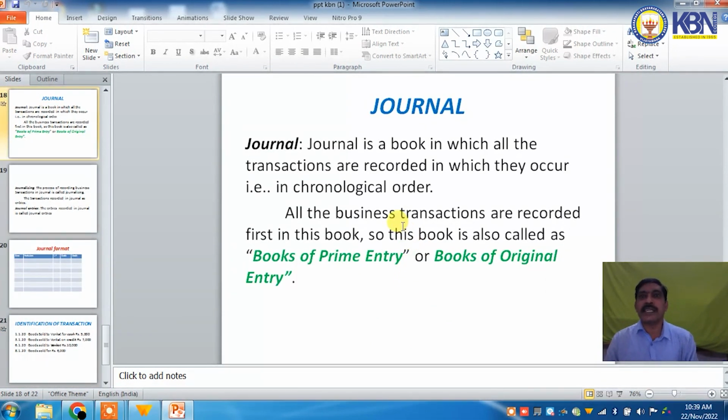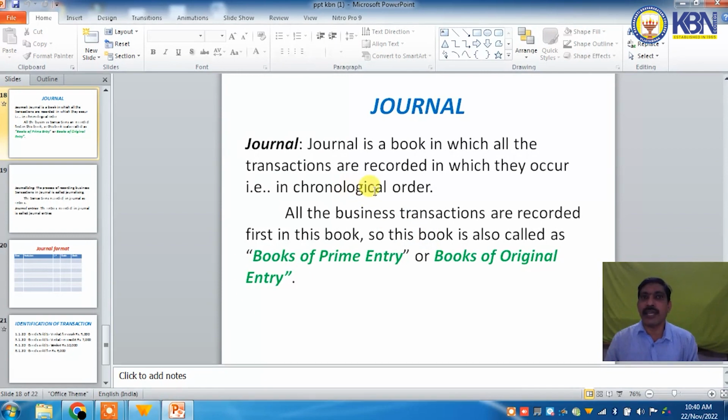All the business transactions are recorded in a separate set of books. But all these transactions are entered first in a book. That book is called journal. So journal is a book in which all the transactions are recorded in the order in which they occur, that is, in chronological order, date wise. All the business transactions are recorded first in this book. So this book is also called book of prime entry or book of original entry.